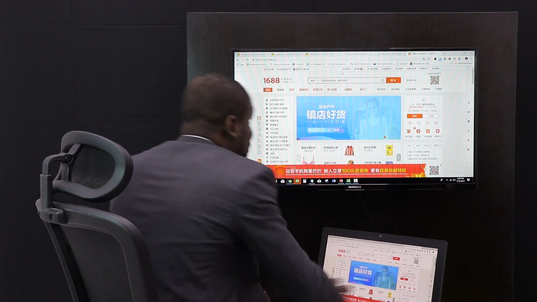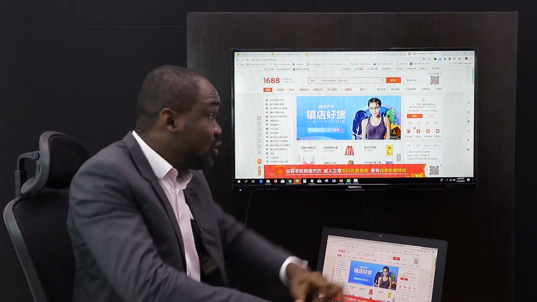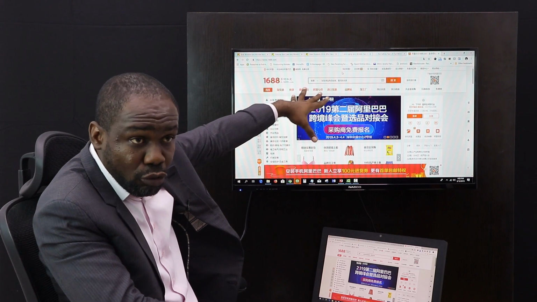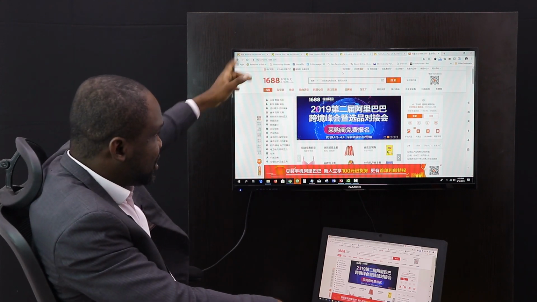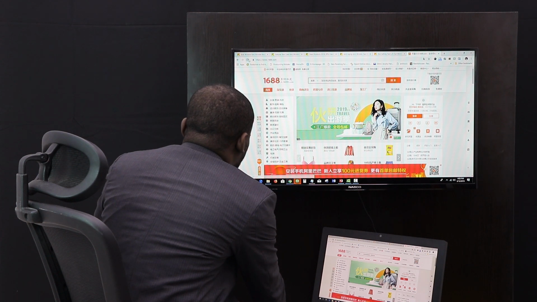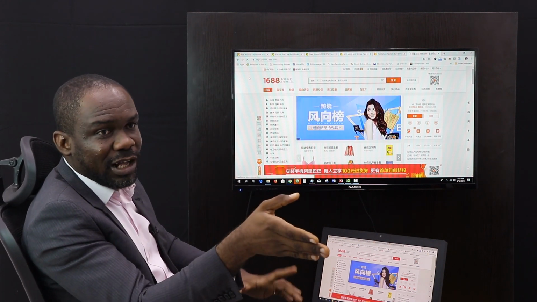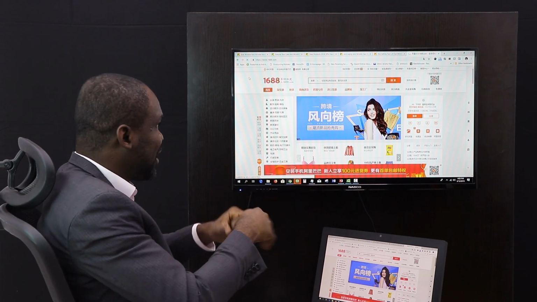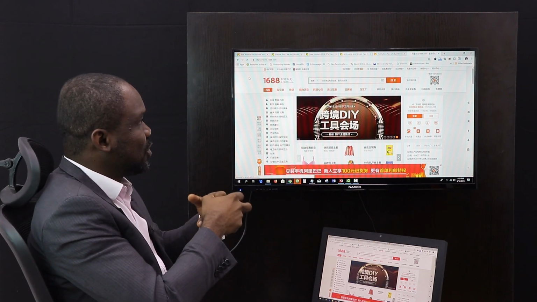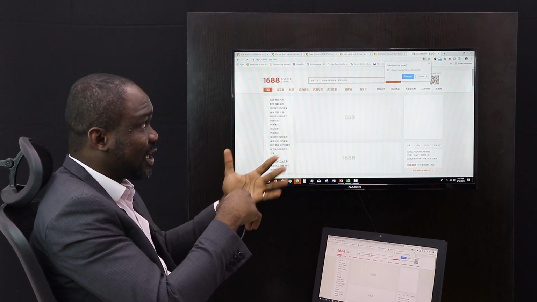Now, 1688 is also owned by the Alibaba group. So the same people who own the Alibaba website also own 1688. But 1688 is written in Chinese. So the idea is that it just targets the locals, the people who live in China exclusively. But you can get a lot of products on 1688 and you can get them for cheap.